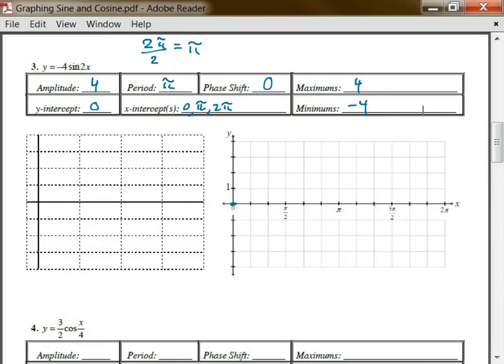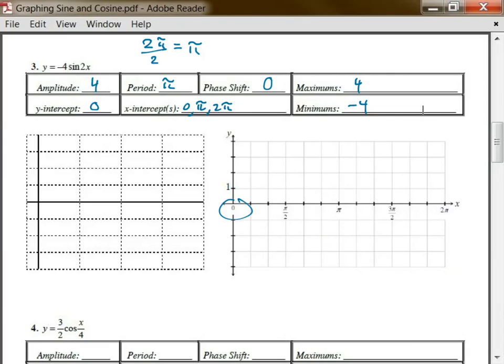We're going to go down to negative 4. Hopefully that's negative 4. Let's see, 1, 2, 3, 4. Yep, that's negative. And then we go back up to the midline, and then, oops, I almost forgot the period changed. Okay, so that means before, we would have gone like this all the way to 2 pi, but now we're going to go like this to pi. And so we need to have all our other points.